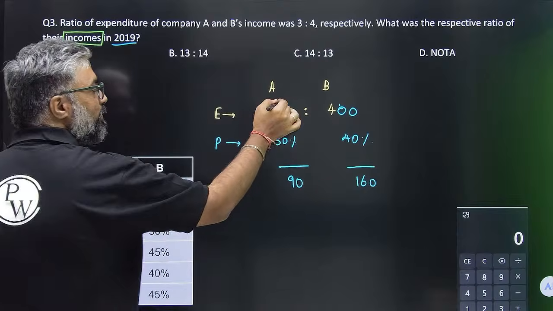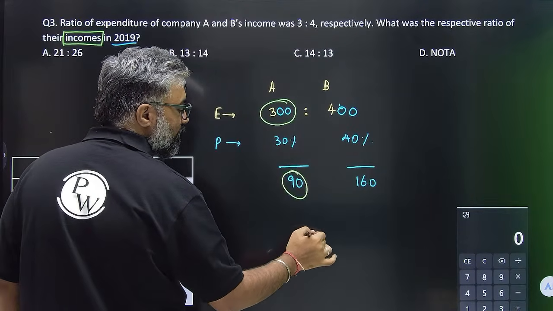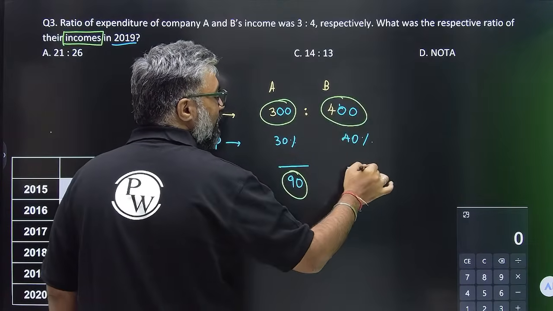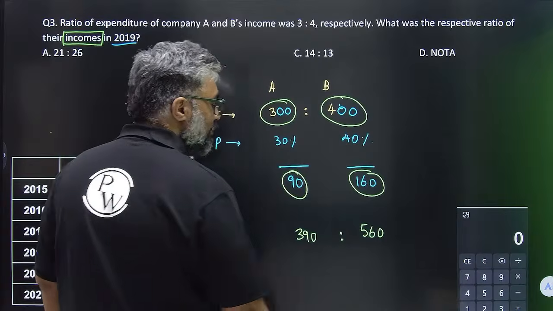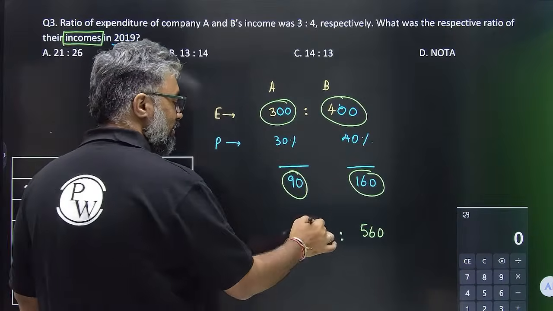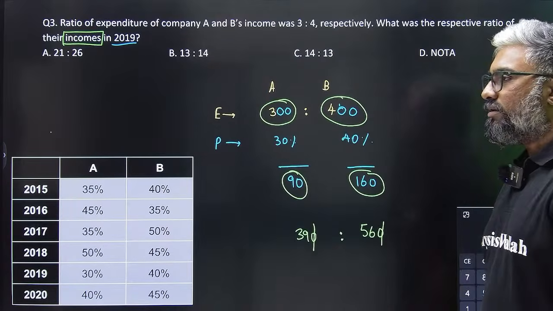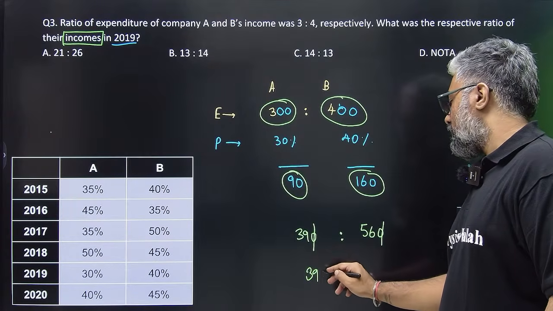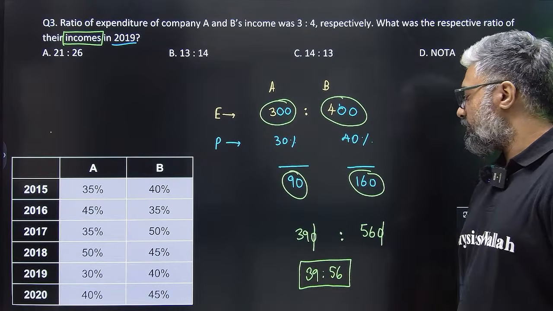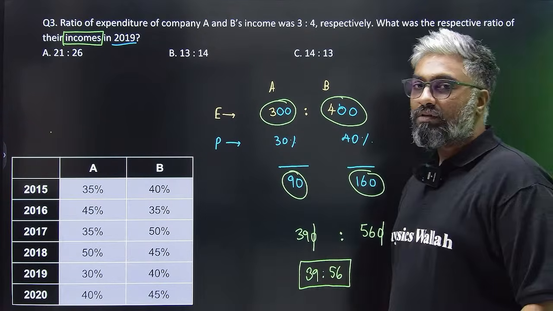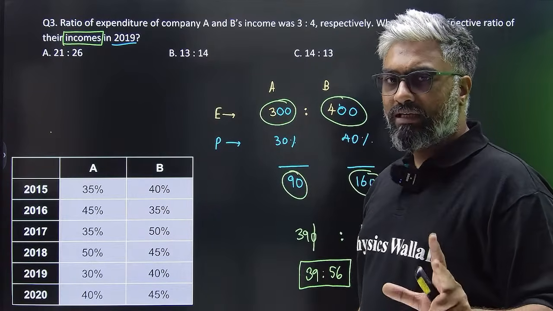So what would be the income? Expenditure plus profit, which is 390. Expenditure plus profit, which is 560. So the ratio of 390 and 560, that's nothing but 39 and 56. Got it? 39:56. Do we have 39:56? You don't even have to think about, sir, what if it is 13:14? Relax, I'll tell you why.